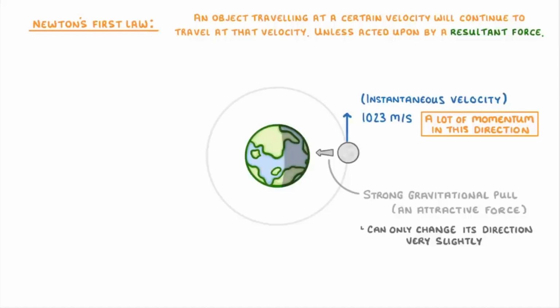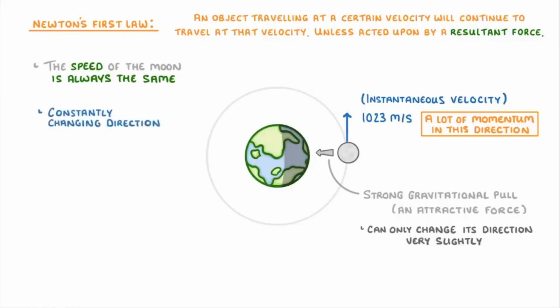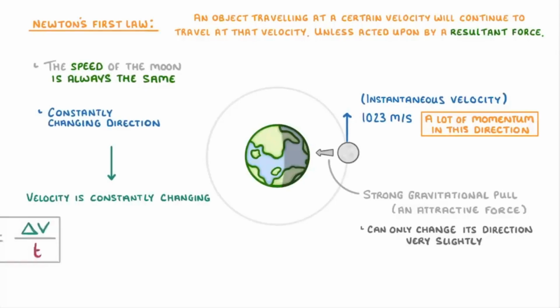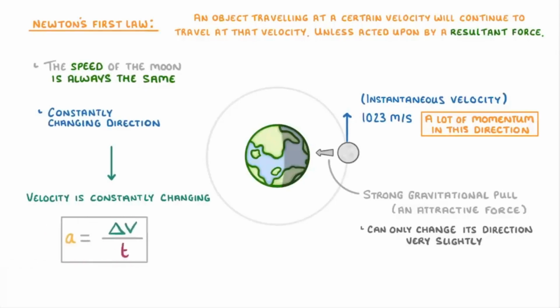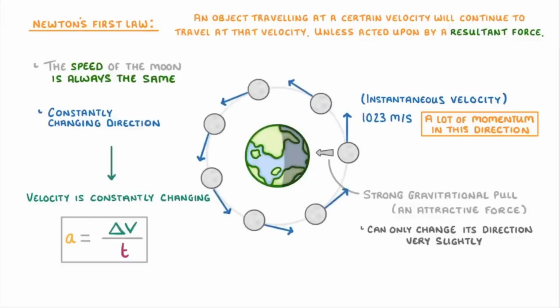Now, one of the confusing things about this situation is that even though the speed of the Moon is always the same, it's constantly changing direction. And because velocity measures both speed and direction, this means its velocity is constantly changing. So if we remember the equation for acceleration, we can see that any change in velocity, which is v, must mean an acceleration, which is a. This means every time the Moon changes direction as it orbits, it's actually accelerating, even though it's not getting any faster or slower.